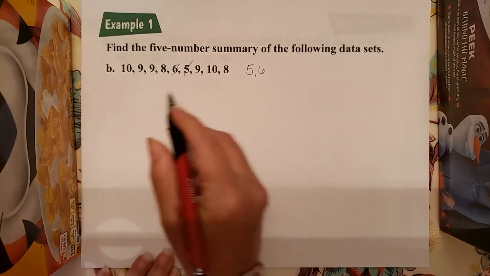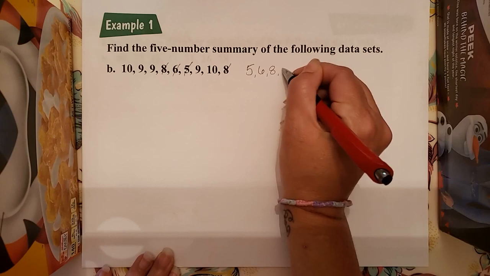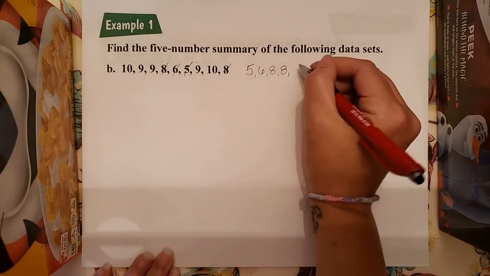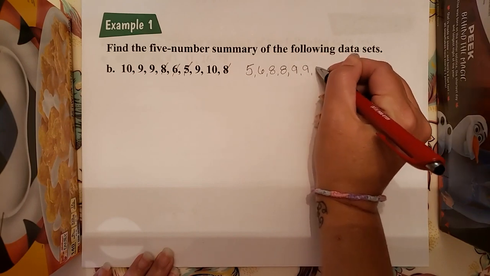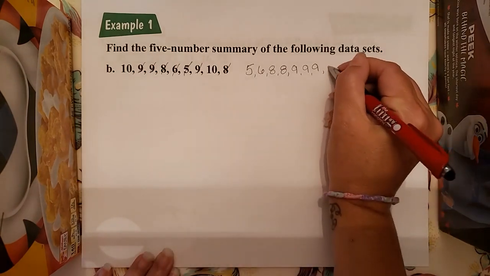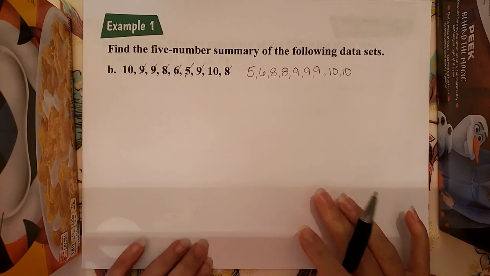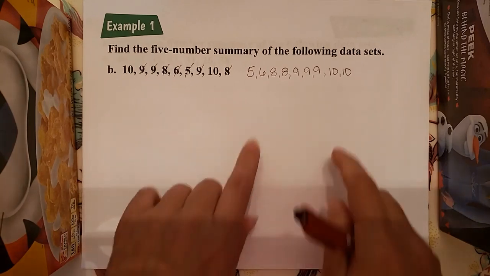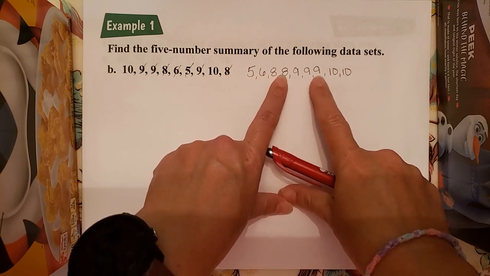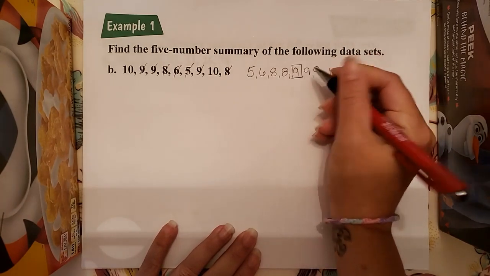6. I have a couple 8s here. 8 and 8. Make sure you write both of them. How many 9s? 1, 2, 3 9s. And then 2 10s. Okay, so our data is in order. The first thing we need to do is find our median. So I'm going to work my way in. My median is here. There's my median.